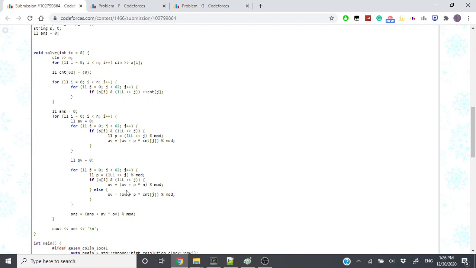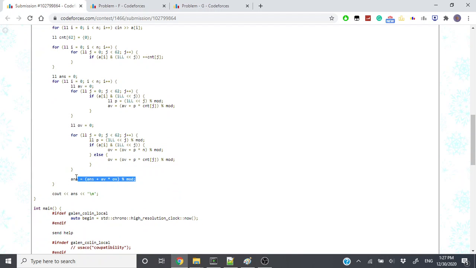If this bit is set, I'm not going to explain this. I'll leave you to try to work it out if you want. That's more fun to derive things. So if this bit is set, take the count. This is the and. For the or, if the bit's set, take n, otherwise take the count. And then just sum it up.